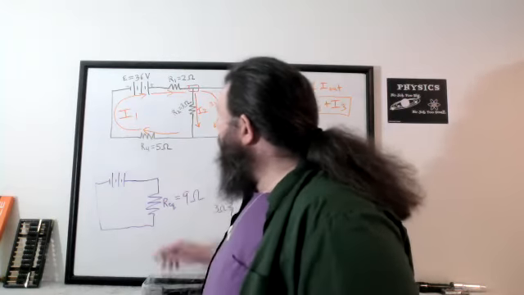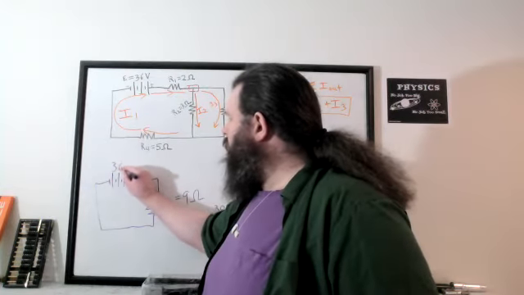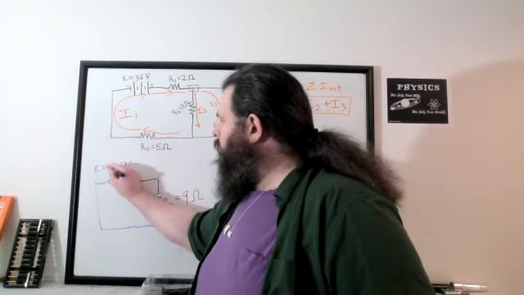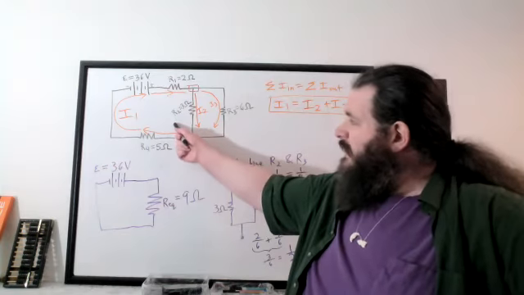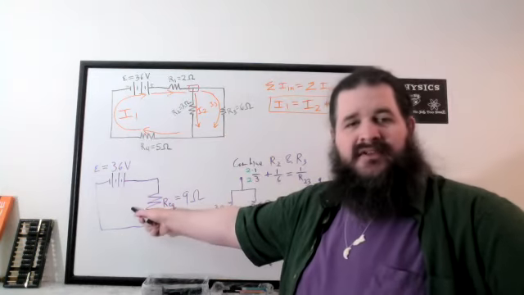And this battery is still 36 volts. And the whole point of all this is that we can now say this complicated looking circuit acts like this much simpler circuit.